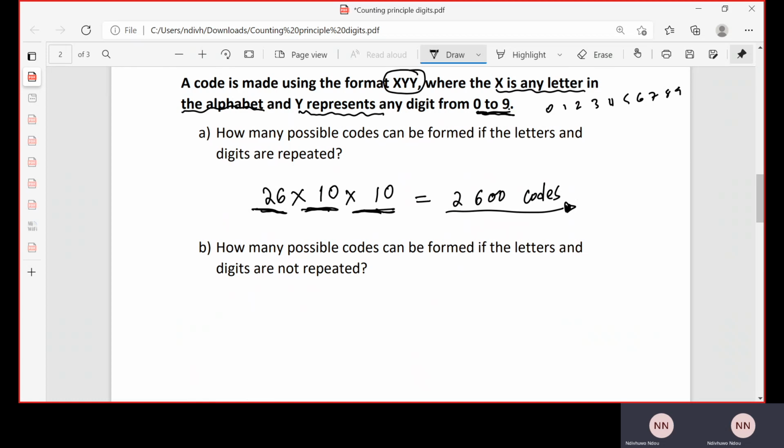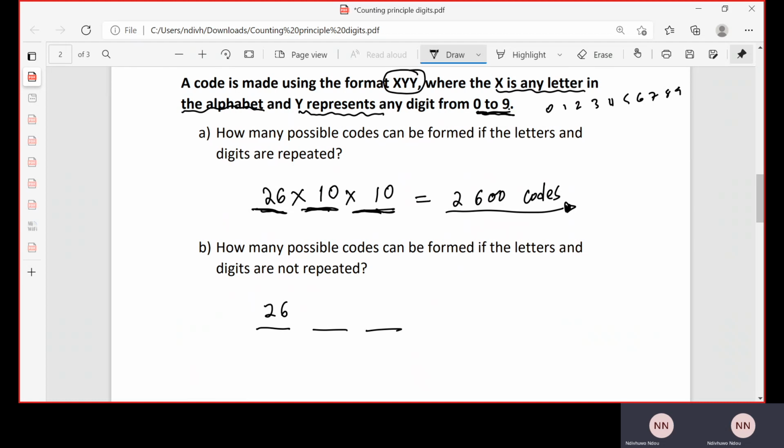B, how many possible codes can be formed if the letters and digits are not repeated? Okay, remember we are in the format of X, Y, Y. How many choices of letter? X represents the letter in the alphabet. How many of them? There are 26, right?